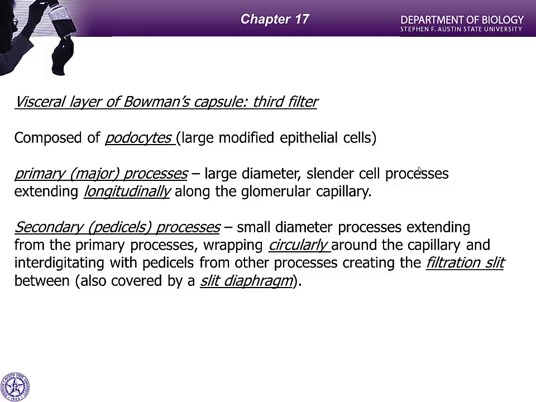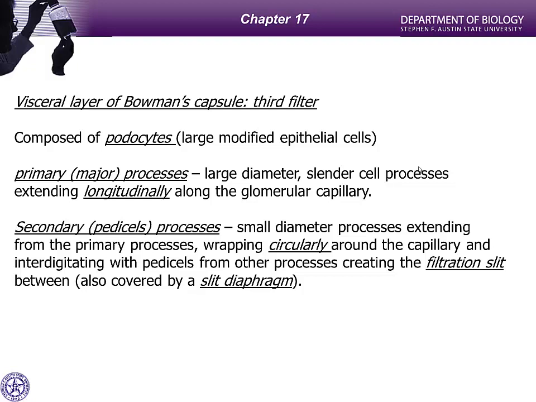Now, we're going to have these long processes that leave the cell body, and they're called the major processes or the primary processes. And they're going to follow the capillary around. But we're going to give off perpendicular small processes from the major process, and these are referred to as pedicels or secondary processes. I like to think of these major processes and pedicels almost like the leaf of a fern.